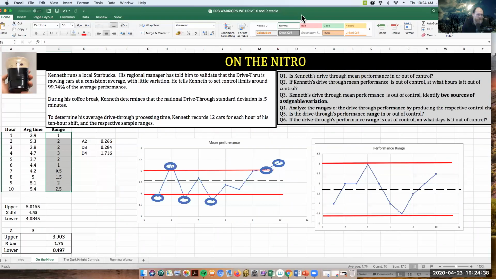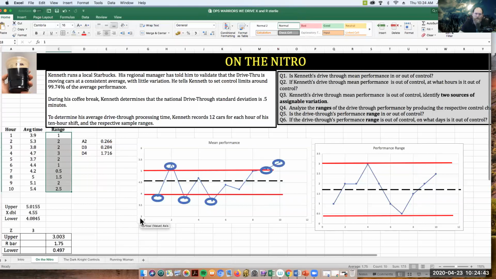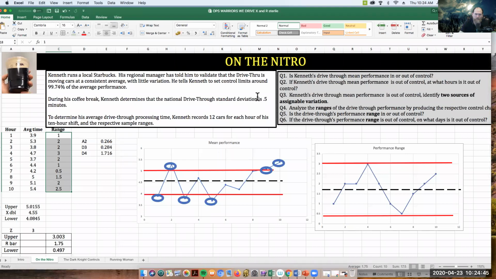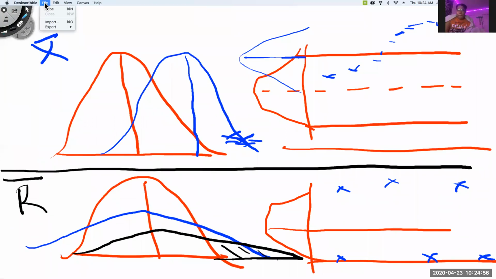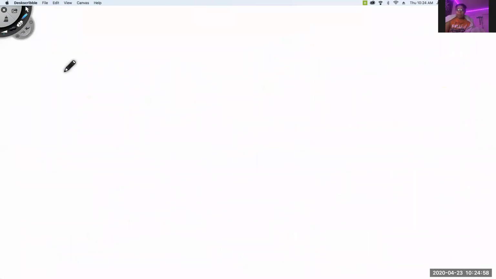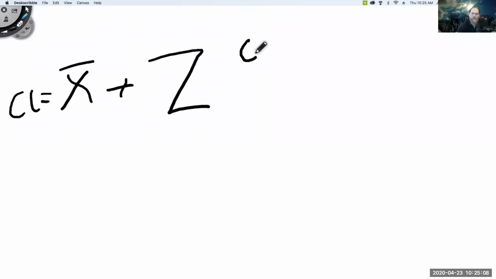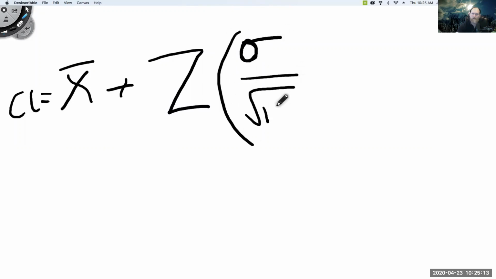Yeah, so that's a good question. We don't have to ignore it. We could have approached this by using that standard deviation to figure out the upper and lower, and we could have used that in this formula right here. So to determine control limits, because we know that standard deviation that's there, we could have used that.